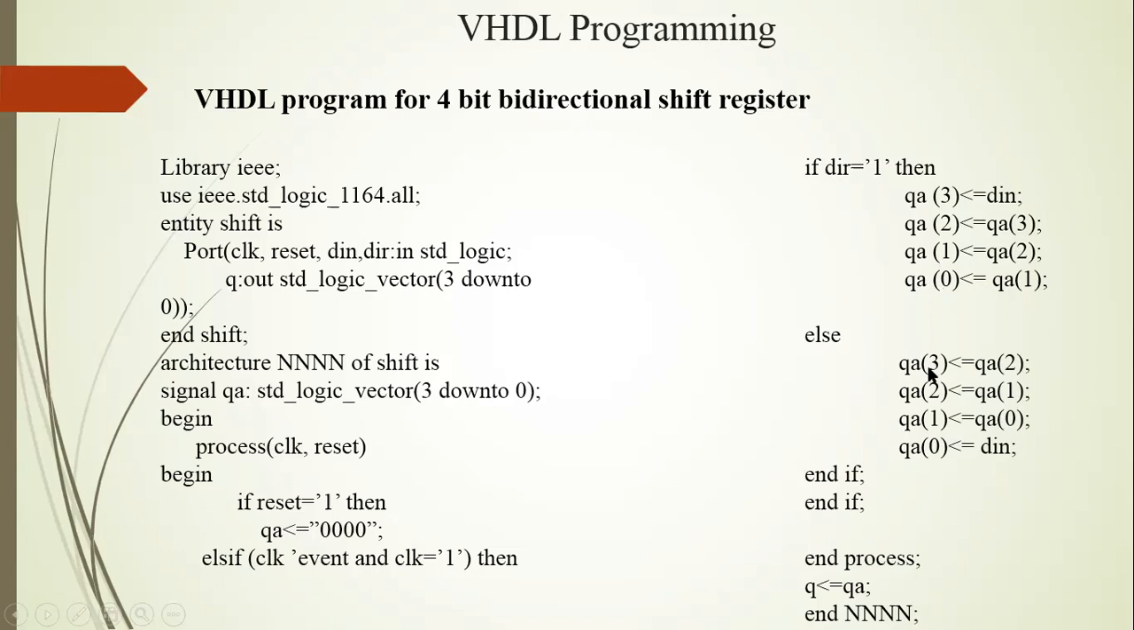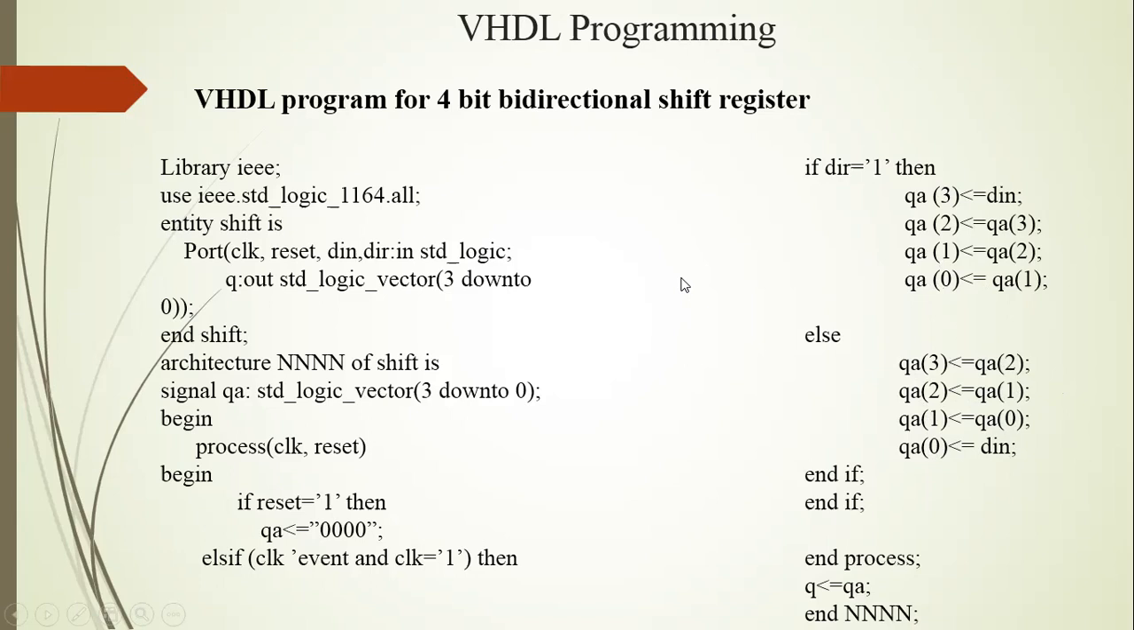Else, the else statement means direction is 0, and your DIN input is logic 0. Means QA2 is assigned to QA3, QA1 is assigned to QA2, QA0 is assigned to QA1, and DIN is assigned to QA0. If the direction is 0, then data shifts from right to left side; direction 1, data shifts from left to right side. Okay, this is a bidirectional shift register.